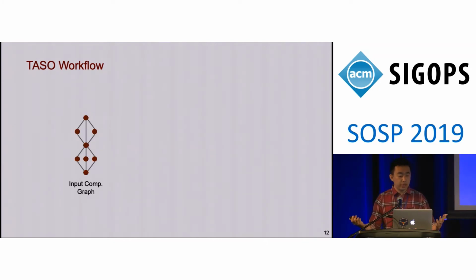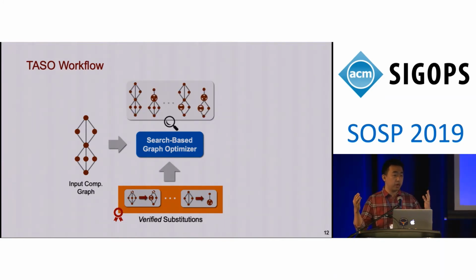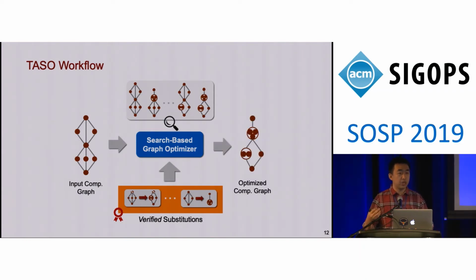So for an arbitrary input computation graph, TASO considers how to apply the verified substitution on the input computation graph. And this will give you a search space of potential computation graphs that are all mathematically equivalent to the input graph, but may have very different runtime performance. And we use a search-based graph optimizer to explore the search space, and we return an optimized computation graph.